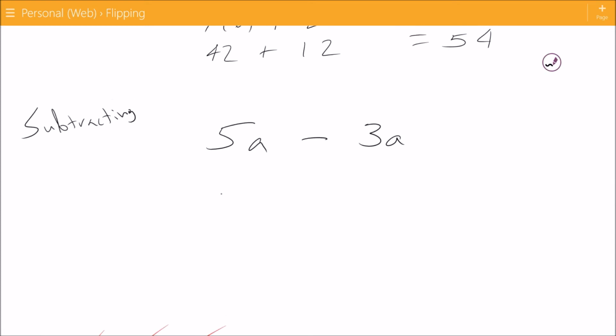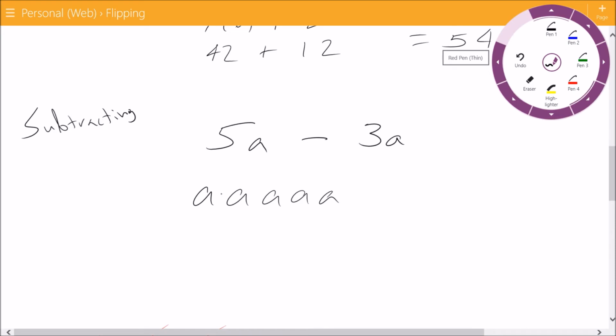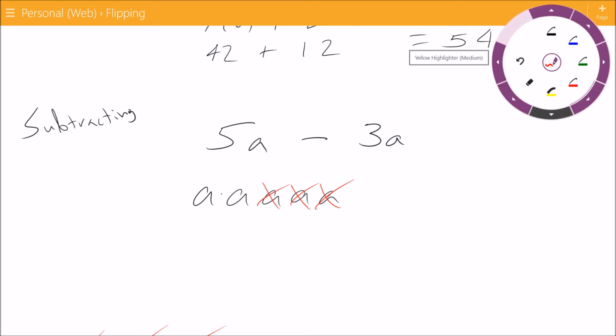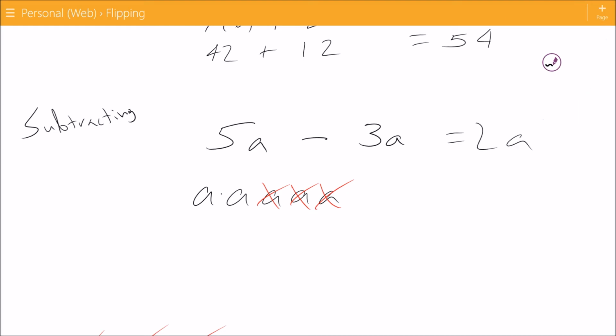Subtraction is going to be very similar. So if I have 5a minus 3a, basically I've got 5 a's and I'm subtracting 3a, so I'm taking out 3 of these a's, and that's it. I'm left with 2a. 5 minus 3 equals 2. I've got 5 a's, I lose 3. I've got 2 a's left.